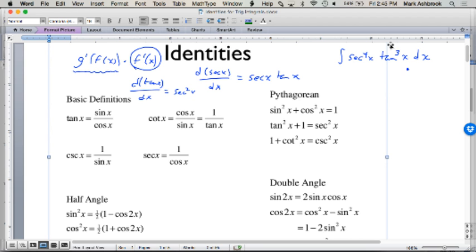Well, let's see. I have a secant to the 4th, so I could pull out a secant squared. And then the question is, could I get the rest of the integral written in terms of tangent? Could I isolate a secant squared as my f prime, and then make the whole rest of the integral into tangents? Yeah, there's multiple ways to do it, but it's possible. So let's pull out a secant squared here.